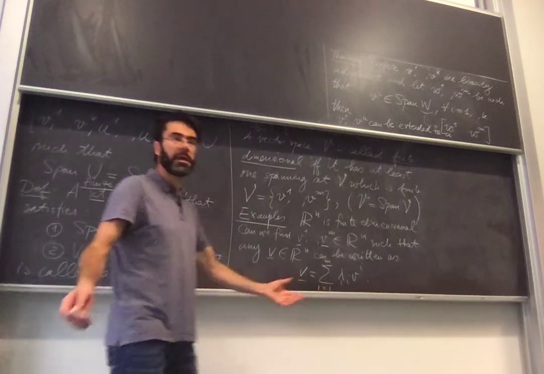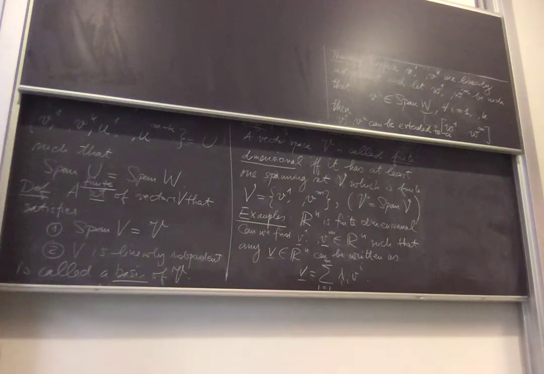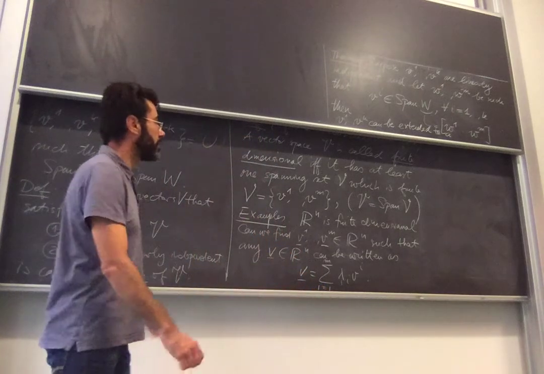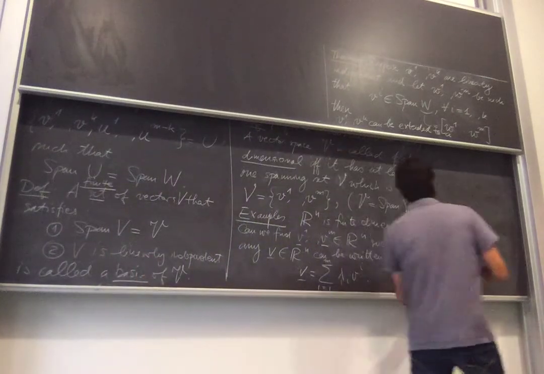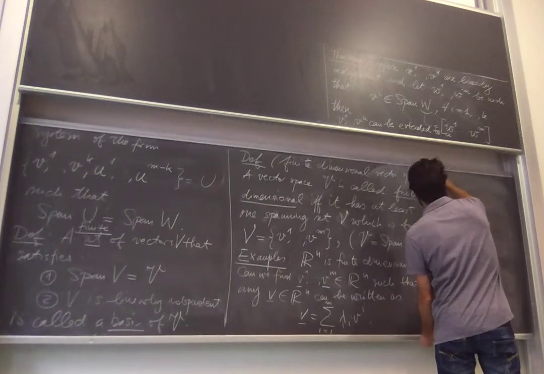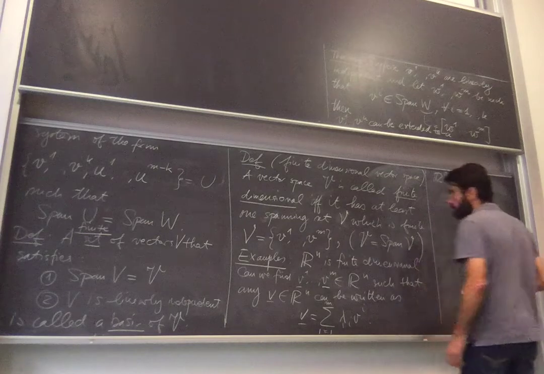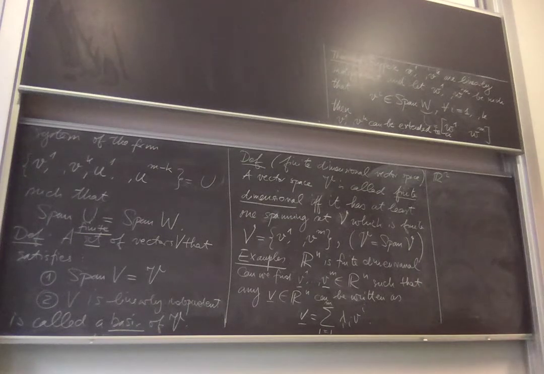Let's do it in a simple case, in R2. Yeah, let's do it in the simplest situation. That is not completely trivial. Can you find two vectors in R2, or 3 or 4? It doesn't have to be 2, okay? That will span all of R2.